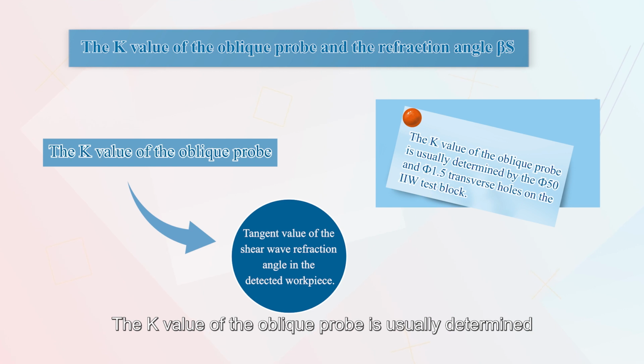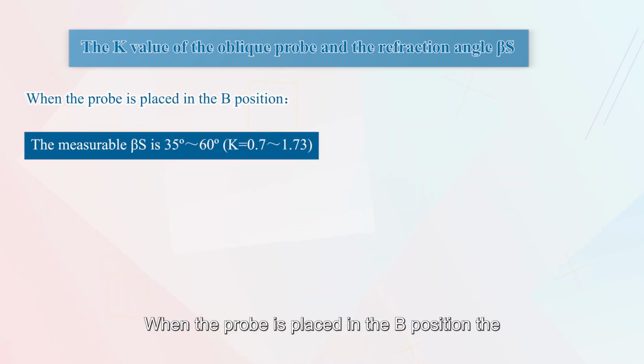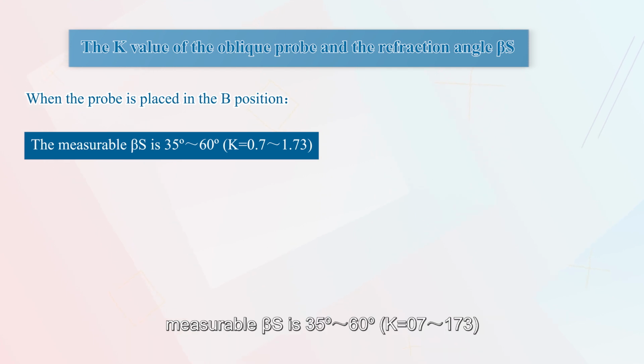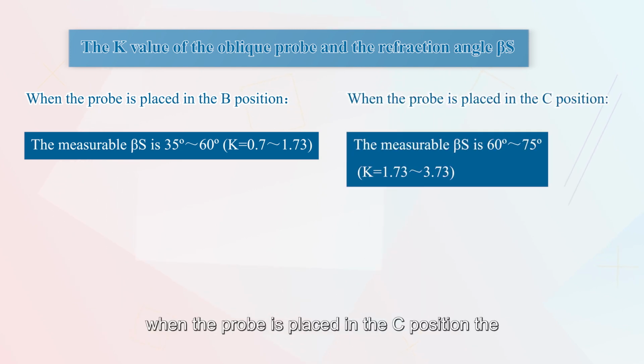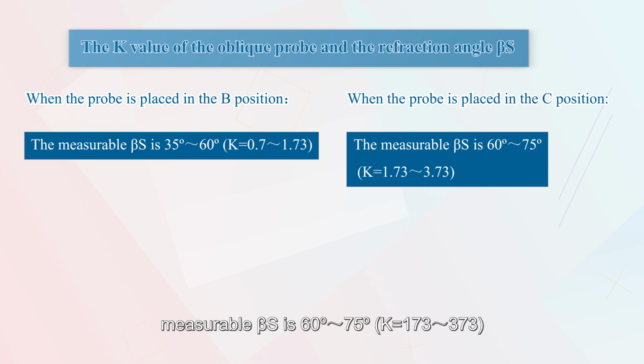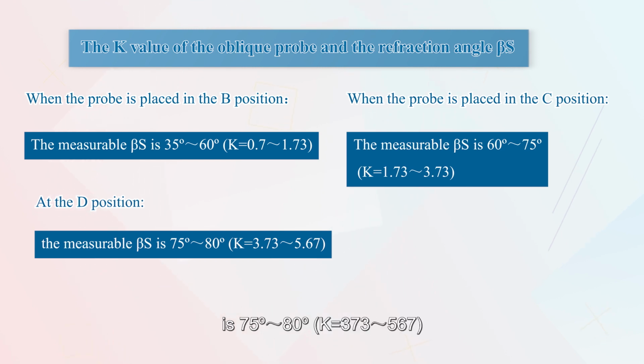The K value of the oblique probe is usually determined by the phi 50 and phi 1.5 transverse holes on the IIW test block. When the probe is placed in the B position, the measurable angle is between 35 to 60 degrees. When the probe is placed in the C position, it is around 60 to 75 degrees. At the D position, it is around 75 to 80 degrees.